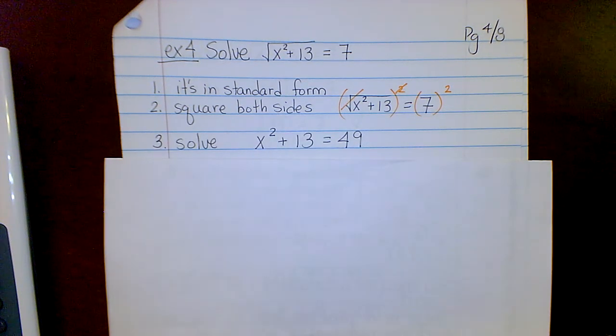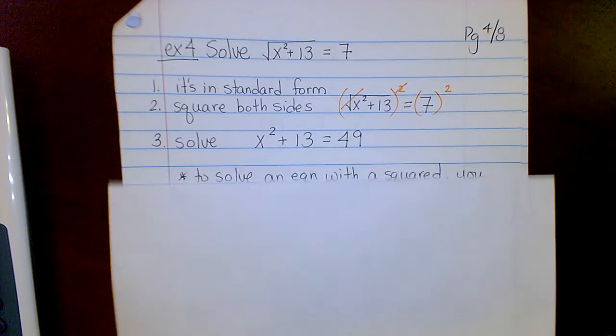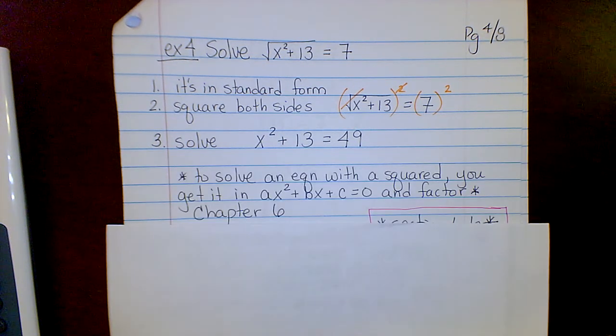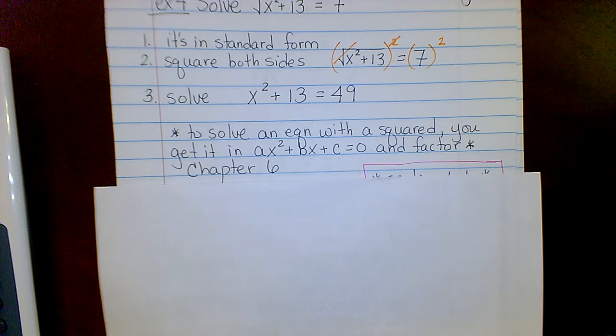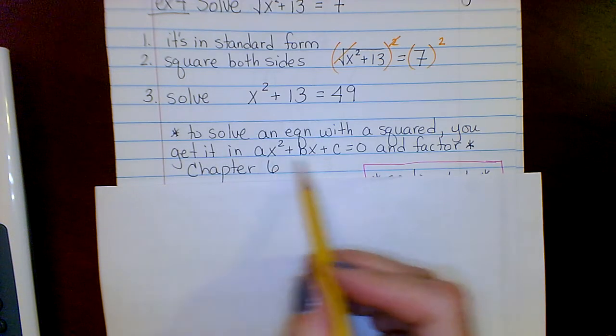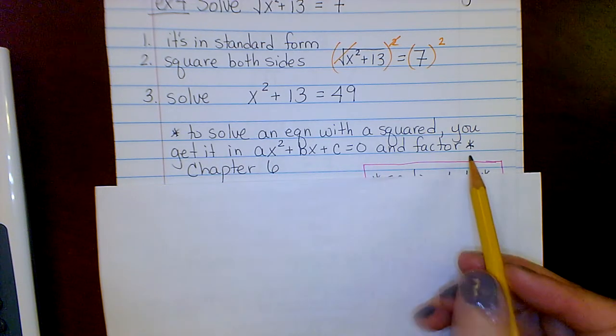This is not the equations from chapter 2. These are the quadratic equations from chapter 6. Now, to solve quadratic equations, you have to be able to either use the square root property or factor it. So, to solve any equation with a squared, you have to get it into this form and then factor it.